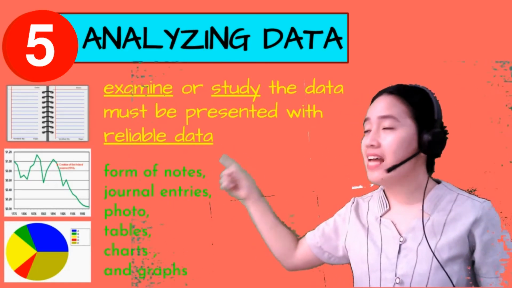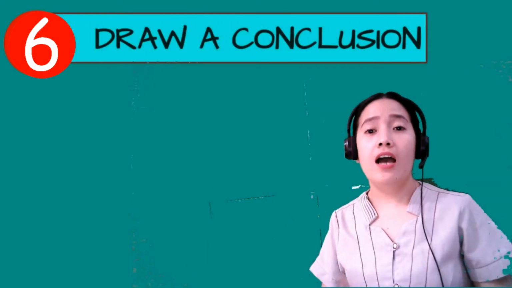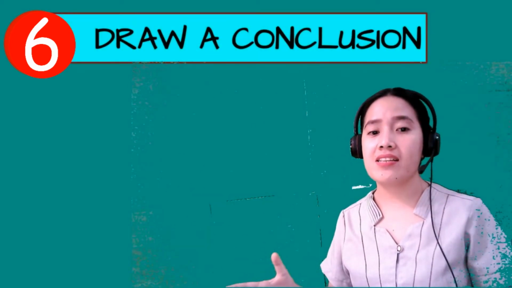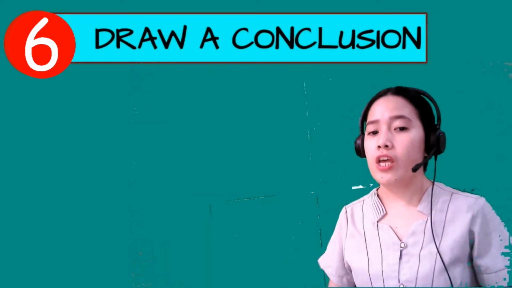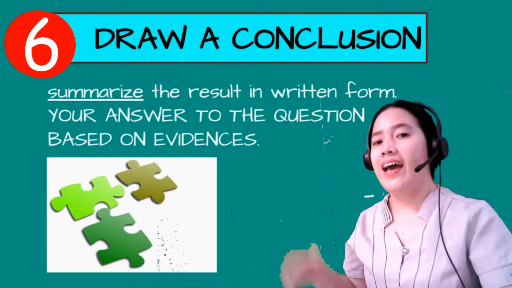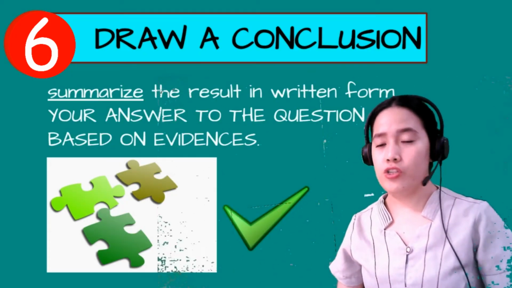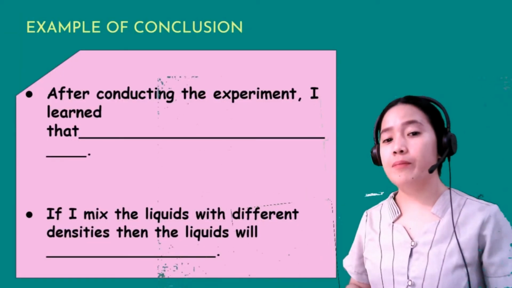So that is the last step or the 6th step in the scientific method, which is draw a conclusion. A conclusion is actually to summarize the result in written form. Use your analysis to answer the original questions. I have here a sample of drawing a conclusion. So the first bullet and the second bullet.